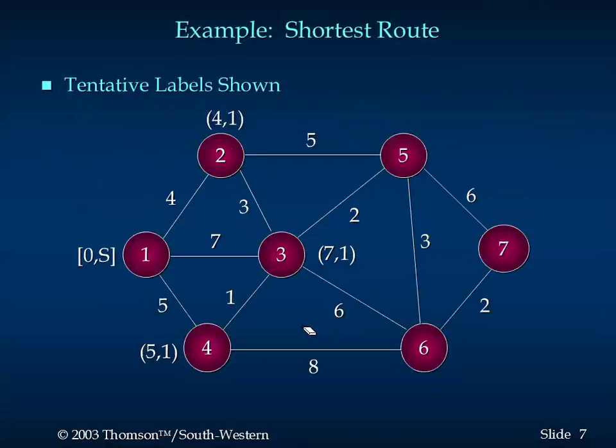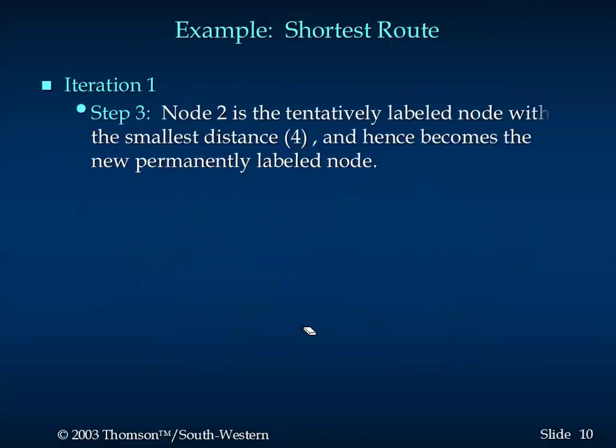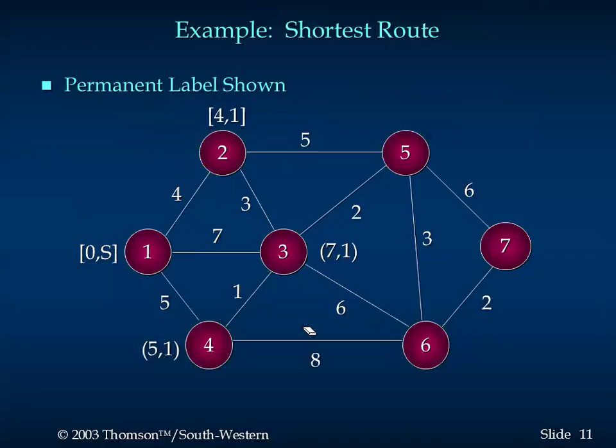So this becomes 4, 1, 7, 1, 5, 1. This is the tentative. 4, 1 becomes permanent, and now everything reachable from it: this becomes 9, 2, and this becomes 7, 2. But since the distance is not improving, it will remain the same, so 7, 1, 9, 2. If the distance had decreased, then we would have updated.